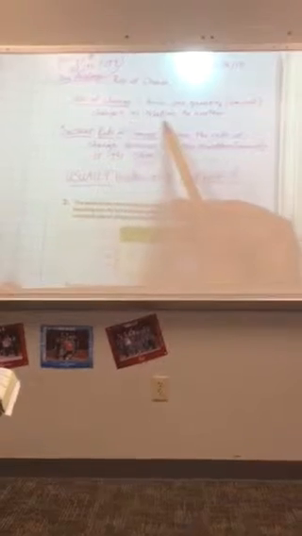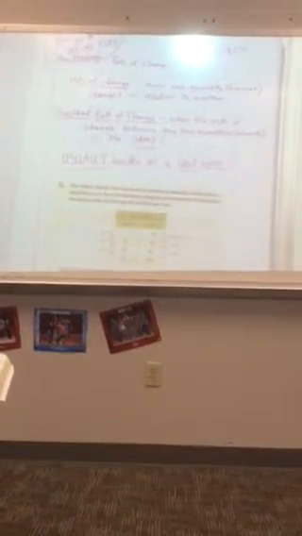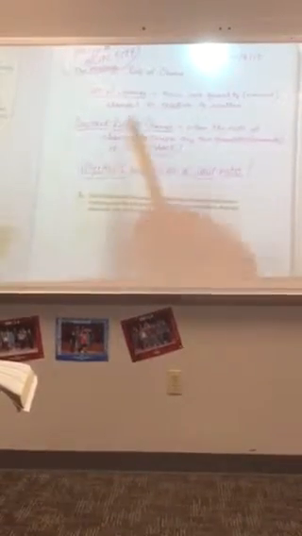Rate of change just tells how one quantity, which is an amount, changes in relation to another one. Okay? So if one gets bigger, the other one gets bigger. If one gets smaller, the other one gets smaller. Or if one gets bigger, the other one gets smaller. It talks about how they change in relation to each other.